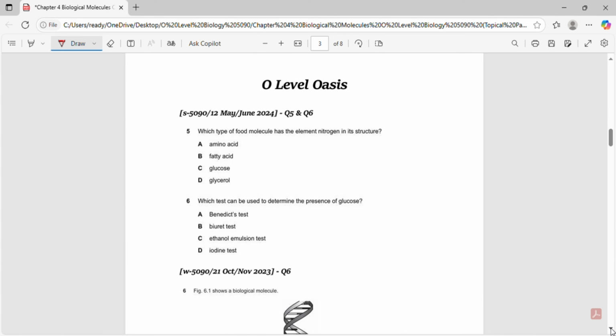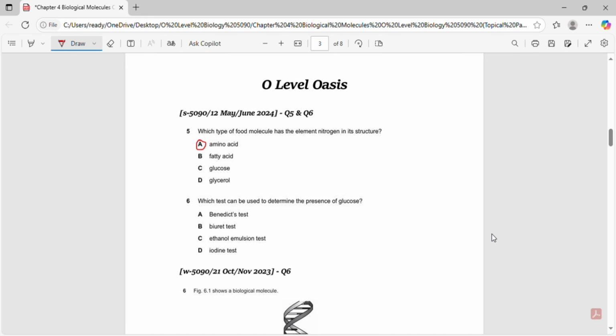Continuing with the MCQs, let's look at the next question. The question says, out of all the options given, which type of food molecule contains the element nitrogen in its structure? Now, we need to think about the basic composition of different food molecules. Carbohydrates and lipids are mainly made of carbon, hydrogen, and oxygen. But when it comes to proteins and amino acids, there's something extra, nitrogen. So, the correct answer here is option A, amino acid. And that's because amino acids have an amino group, which is written as NH2, and that's where the nitrogen is present in their structure. So, amino acids are the molecules that contain nitrogen.